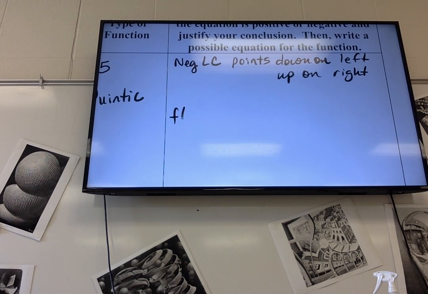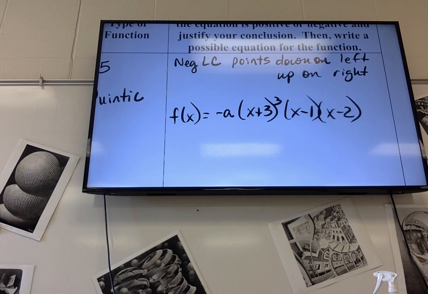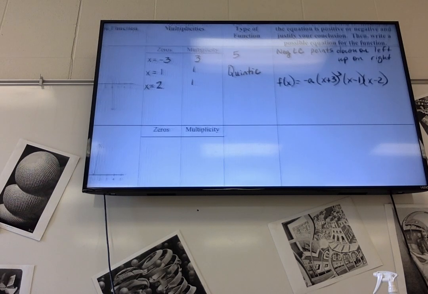So, Jose, what's our equation here? f of x equals negative a times (x plus 3) cubed, times (x minus 1), times (x minus 2). Very good. Questions? I'll zoom that out for you so you can see it.